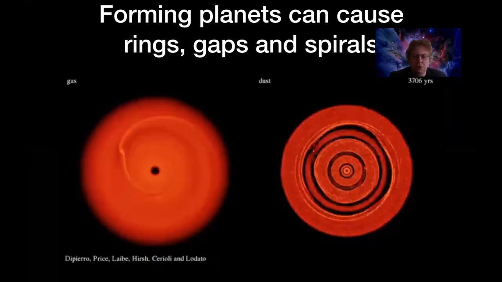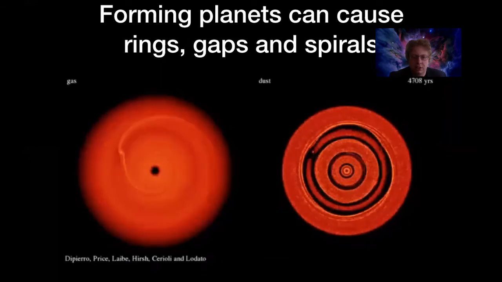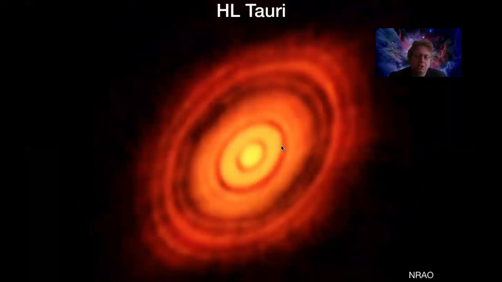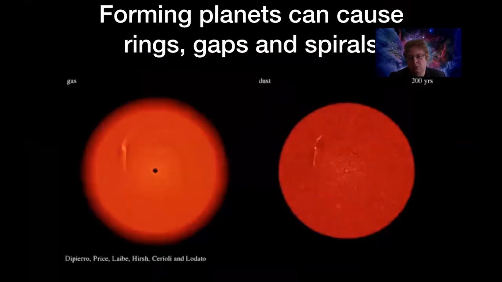And the idea is that perhaps these gaps and these spirals are caused by planets that are forming. Here's a simulation of a disk that's been tweaked to look very much like HL Tau over here. And what they're essentially trying to do is make a map of a disk that looks like this, where you have rings of brighter, more dust, and then little gaps where there's very little dust. And they do a pretty good job.